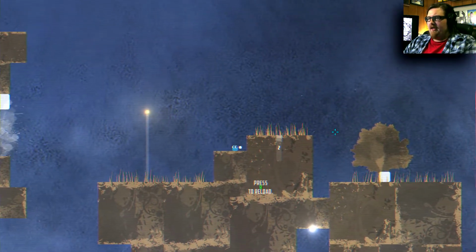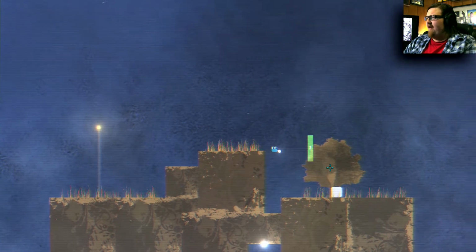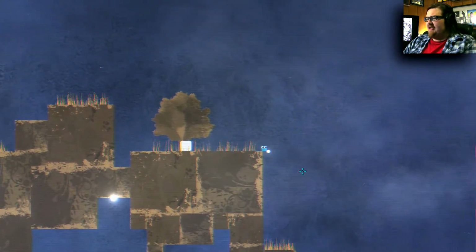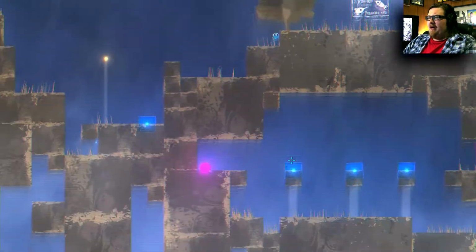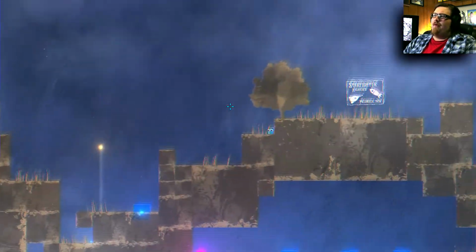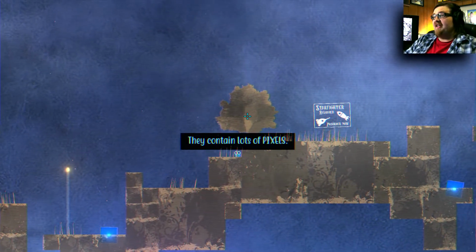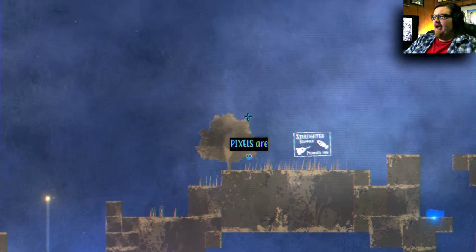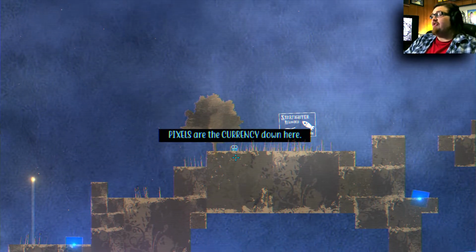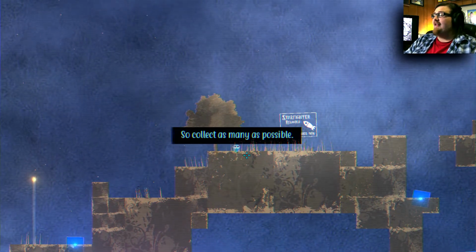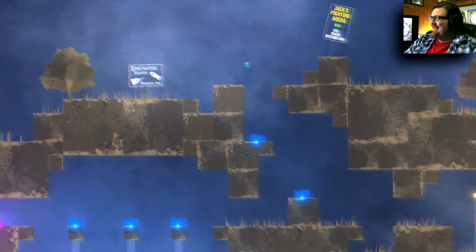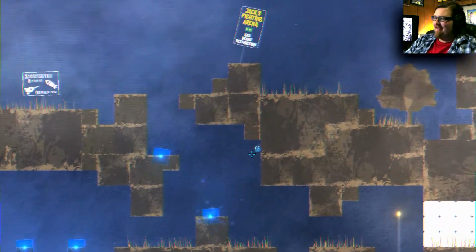Press R to reload. Oh, I have to reload? That's not fun. I got 7 shots, though, it looks like. See that ball over there? Yes. What about it? What about it, Kevin? They contain lots of pixels. So do you. Pixels are... So collect as many as possible. I read that flawlessly. Oh, no.